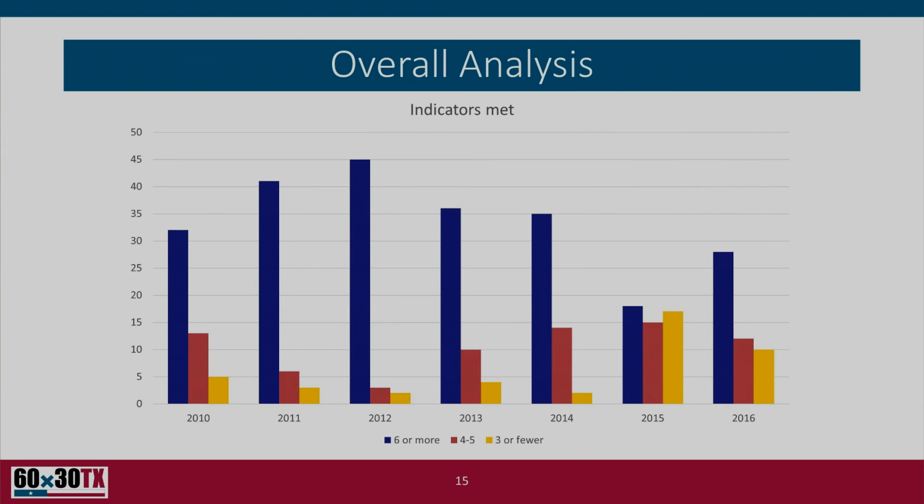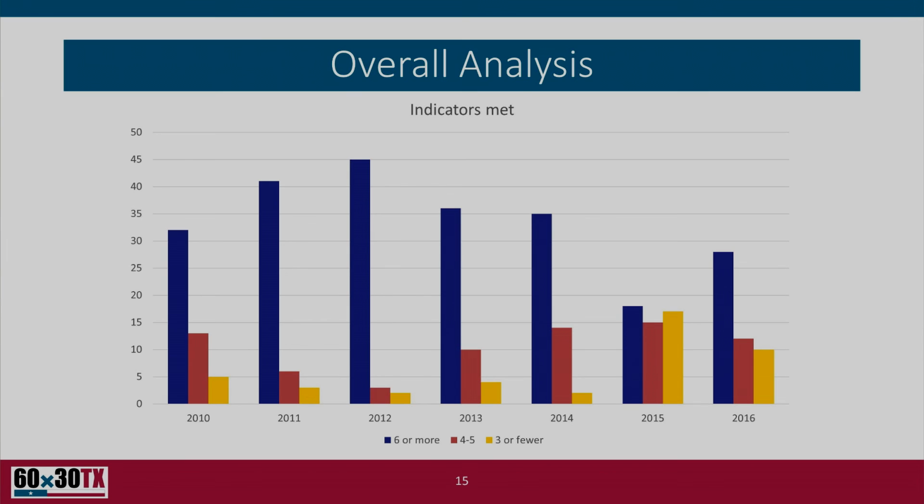Now, when we look at the number of indicators met, this is a sheet that in many institutions causes a great amount of consternation. It's the only place in the report per se where the institution is named and there's analysis based on the number of indicators met. Blue shows that 6 or more of the indicators are met. Red is 4 to 5, and yellow is 3 or fewer.